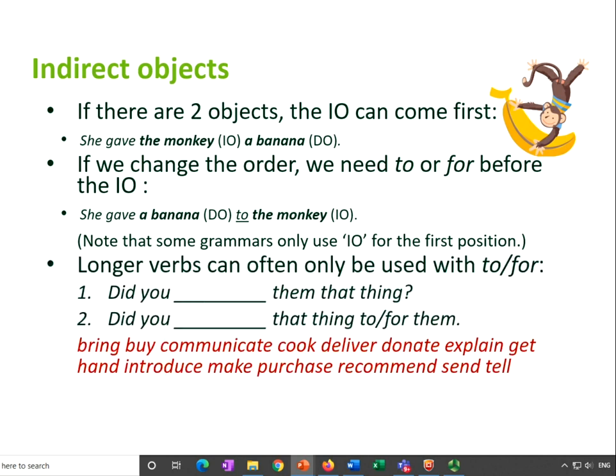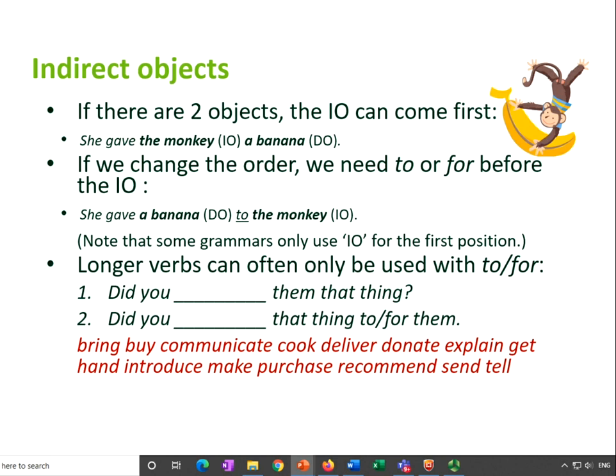Longer verbs can often only be used with to or for. So try substituting each of these verbs in these two sentences. So for example, we can say, did you bring them that thing?